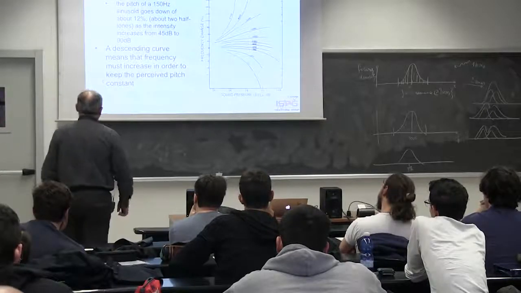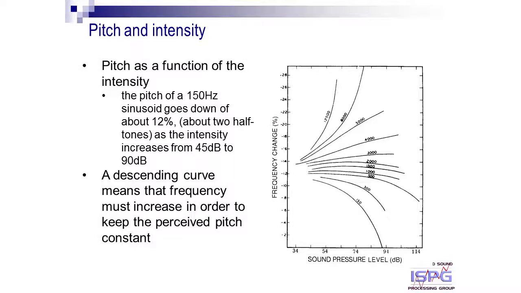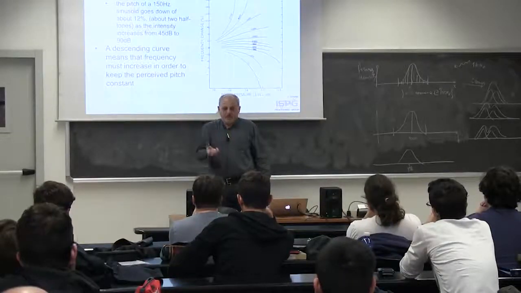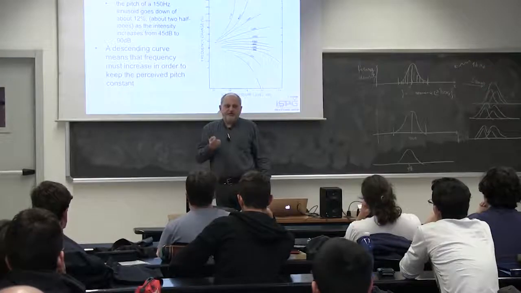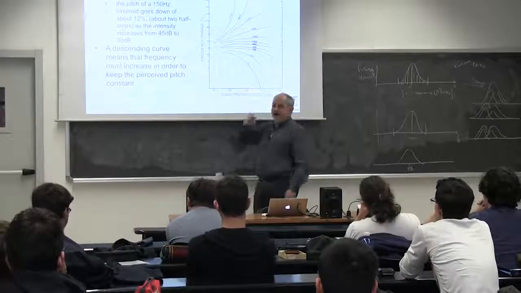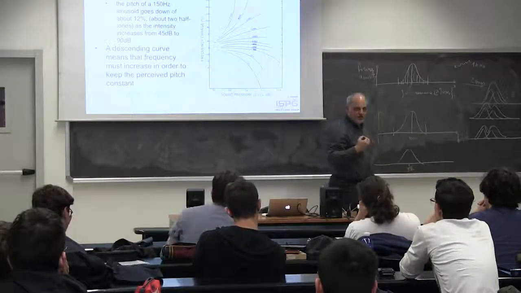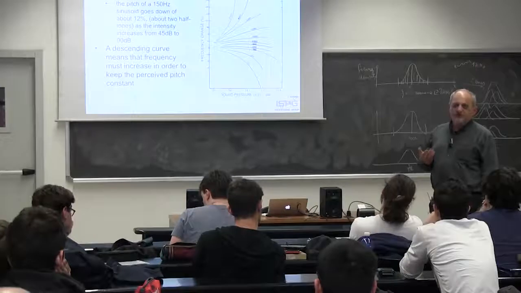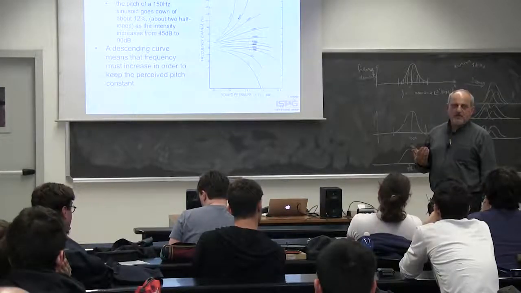There's a very interesting diagram here that I'd like to show, because it's very indicative of what's going on. This diagram tells you that, first of all, you have two objective measurements here: sound pressure level, which is an objective measurement, and frequency change. So this is expressed in hertz. How much do we need to change the frequency in order to perceive the same tone? So these are curves that describe iso-pitch curves. They describe how to alter the frequency of a tone in such a way as to perceive the same pitch.